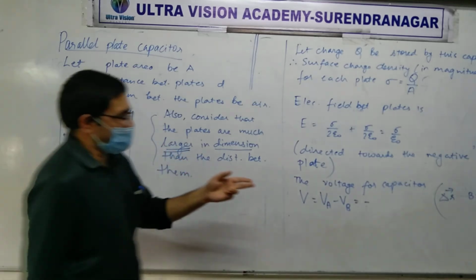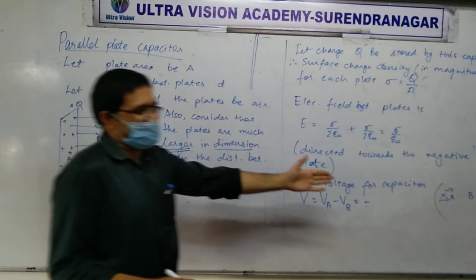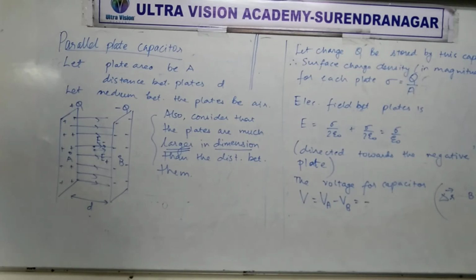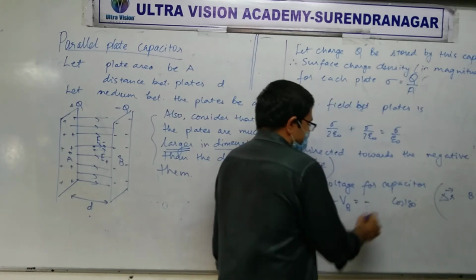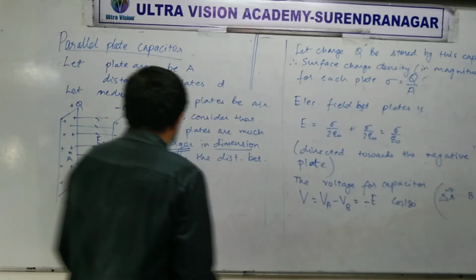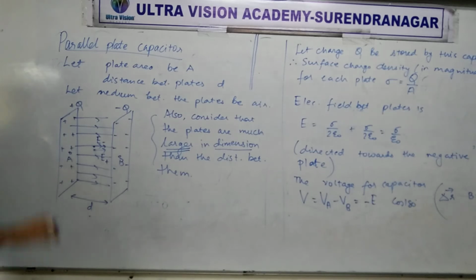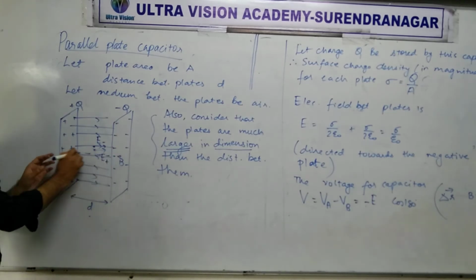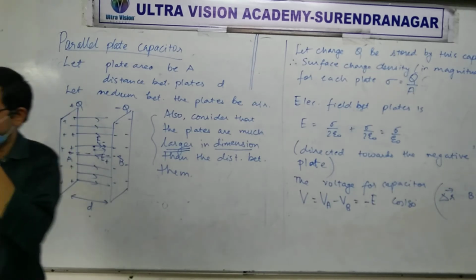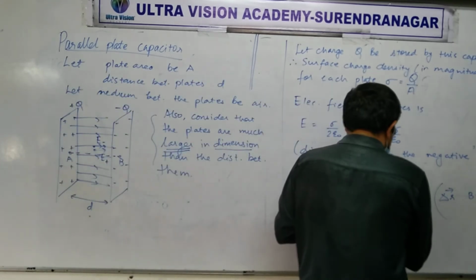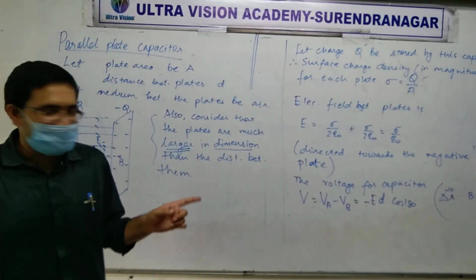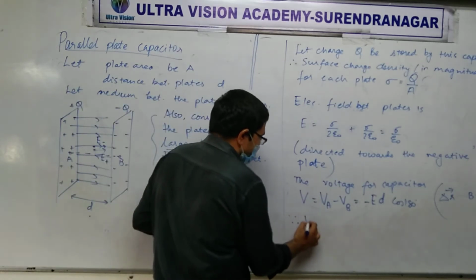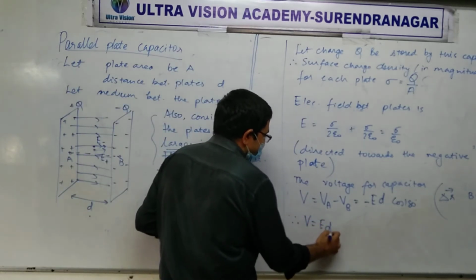Now what do we do? The electric field is on the right side and the displacement is on the left side. The angle between them is 180. Then E into delta R magnitude. Going from A to B, what is the delta R magnitude? D. Clear or not? Delta R magnitude means the shortest distance between the initial point and the final point. So what do we get? V equal to E into D.